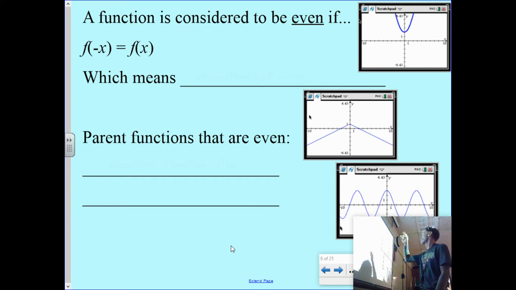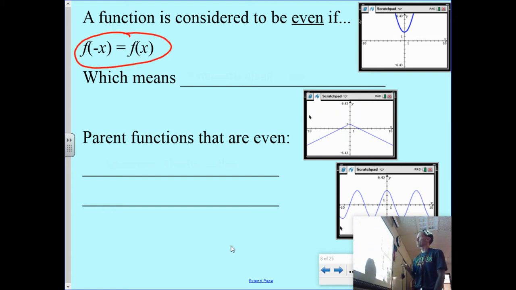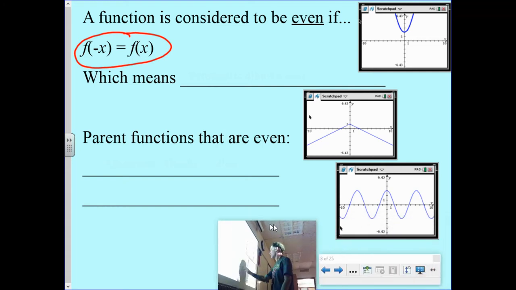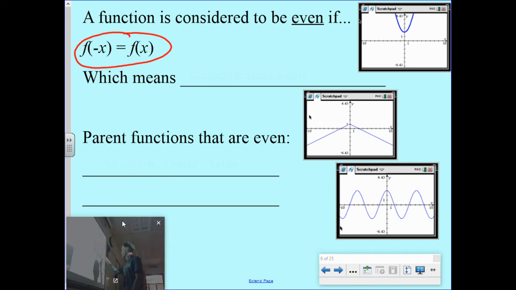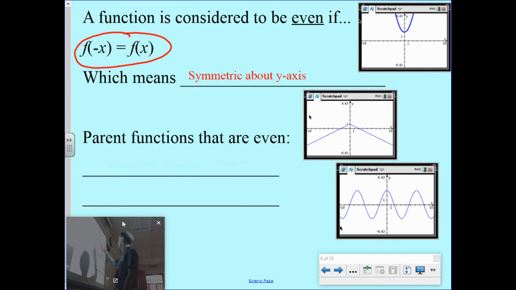So starting out with even functions. This is the actual mathematical definition of an even function: f of negative x is equal to f of x. So let's think about what that means graphically. If you see these three graphs up here, really what's going on is it's symmetric about the y-axis. If you just pick any x value, like on the middle graph, if you pick the point at -2, it's at 0, and at +2, it's also 0. You can do that with any point.